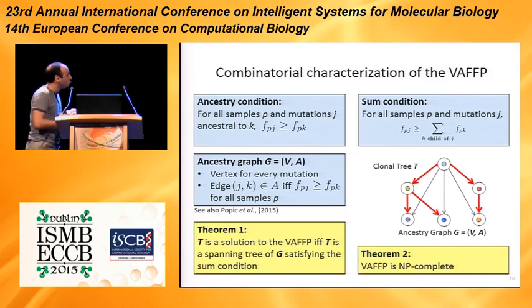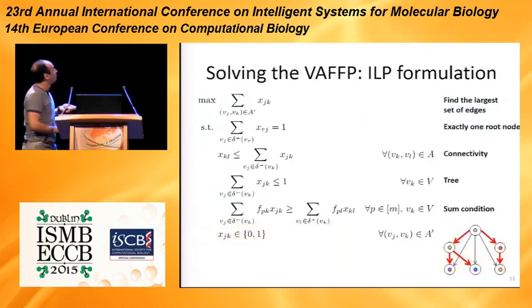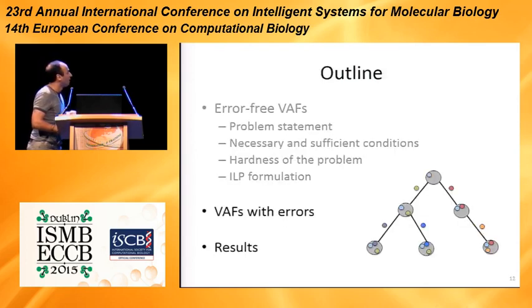So how do we find solutions? We do this using an ILP formulation. I'm not going to go through the details. The only thing I'd like to point out is the objective function. We try to find the largest tree that satisfies the sum condition. And if this tree spans all the vertices, only in that case you have a solution to the VFP. That's basically what's happening here.